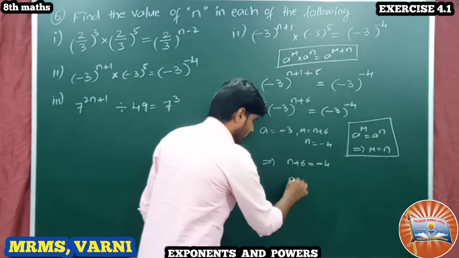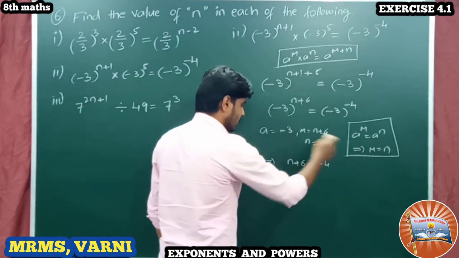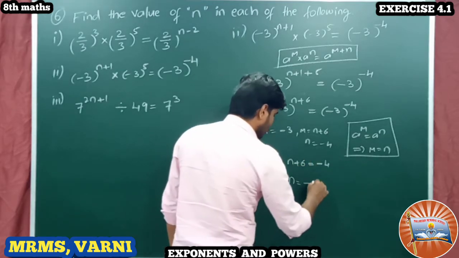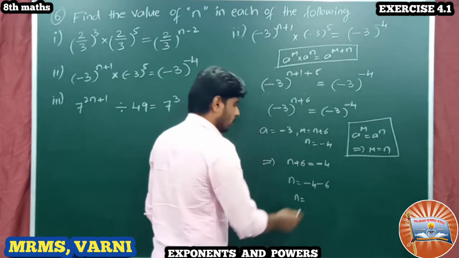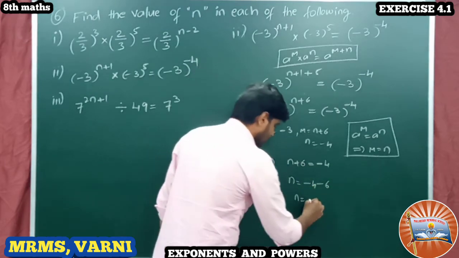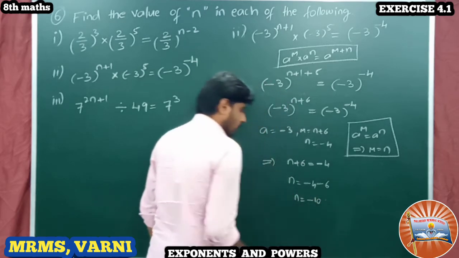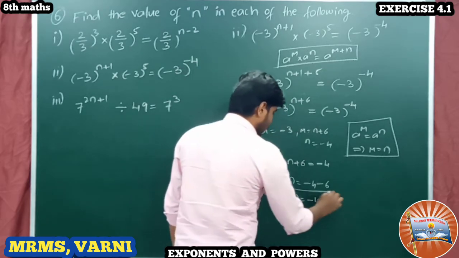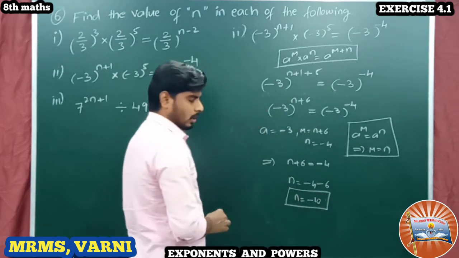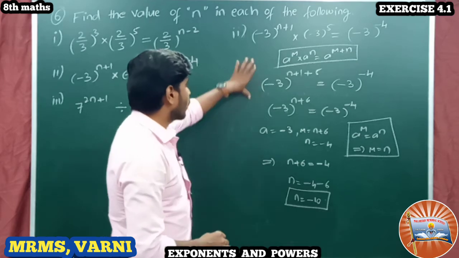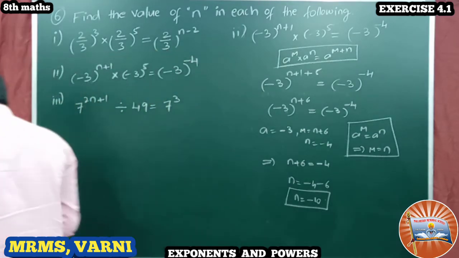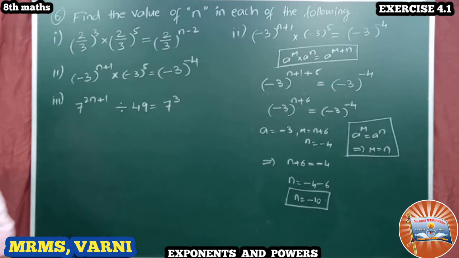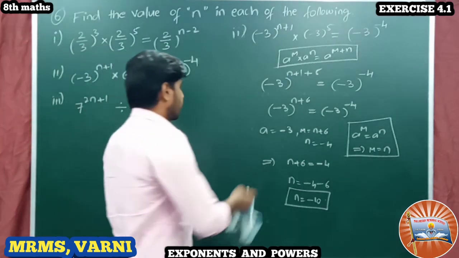Okay, so n = transpose this 6 to the RHS side. What becomes? It becomes −6. So n = −4 − 6, it is −10. Okay, right. So n = −10 we got. Okay, this is problem number 2. Right. Next, problem number 3.